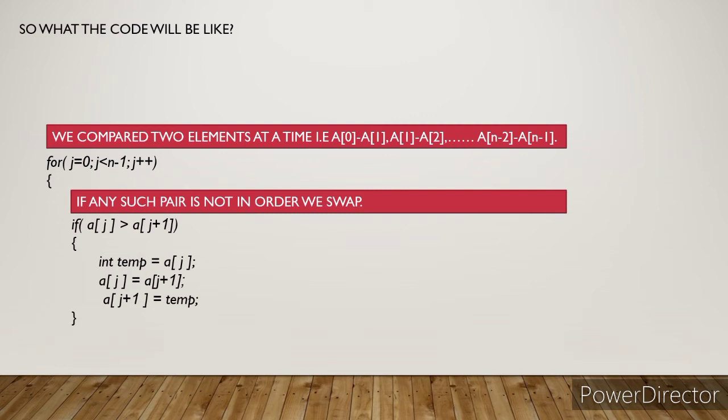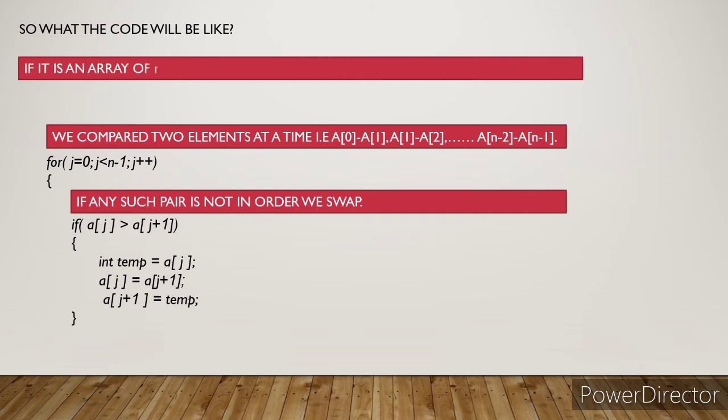Now how many times do we need to do such comparisons? If it is an array of n elements, we have to make n minus 1 such comparisons. So it will be like for i is equal to 1, i less than or equal to n, i plus plus. But we also saw that at the end of every set of comparisons, one element, that is the last element, is already in its position. So I don't need to go to the last element in the next set of comparisons, because I know the last element is already in its position.